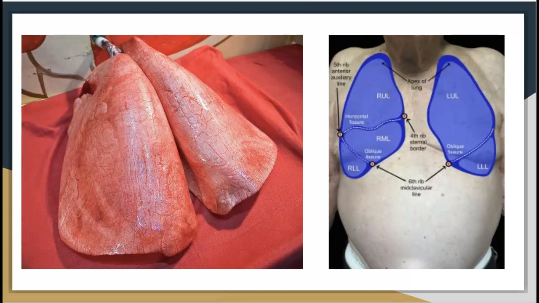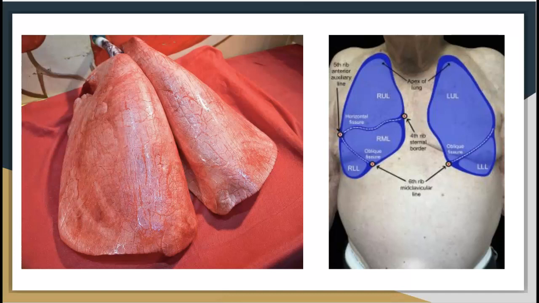These spongy, soft, elastic organs always contain air, and they are located in the chest cavity, which is located in a thin membranous cavity called the pleura. The lungs can weigh around 2.2 pounds and can be anywhere from 9 inches when deflated to 10.5 inches inflated.